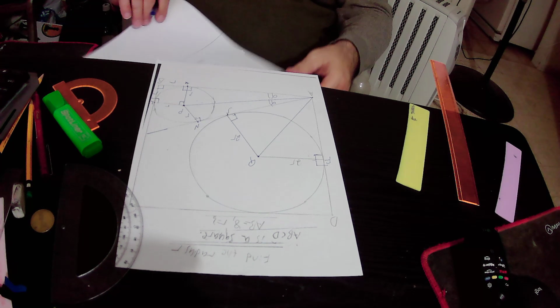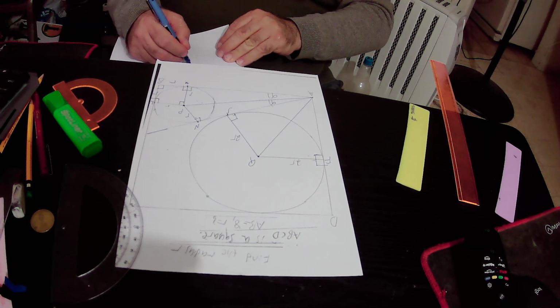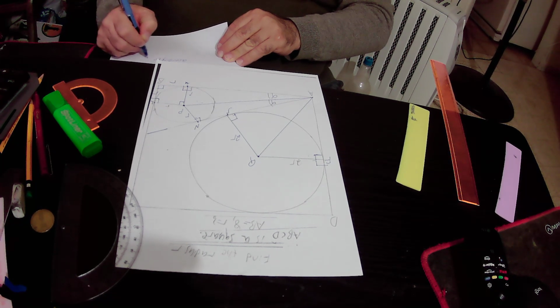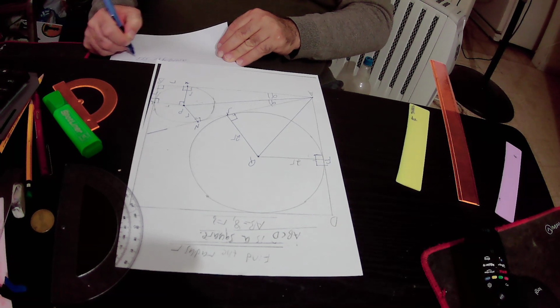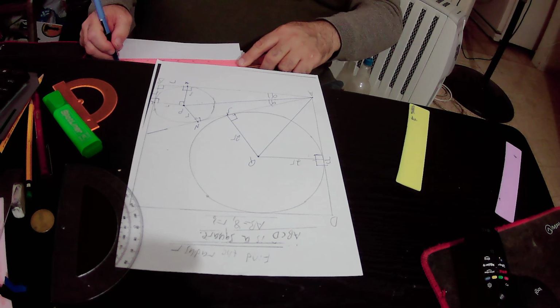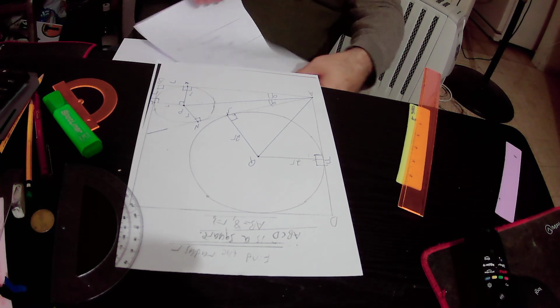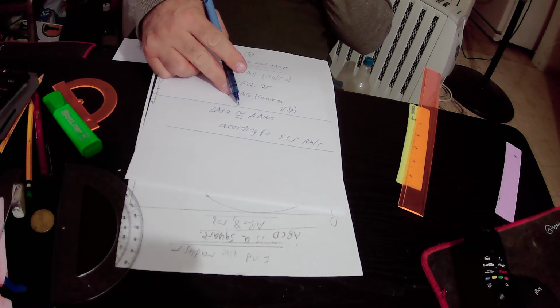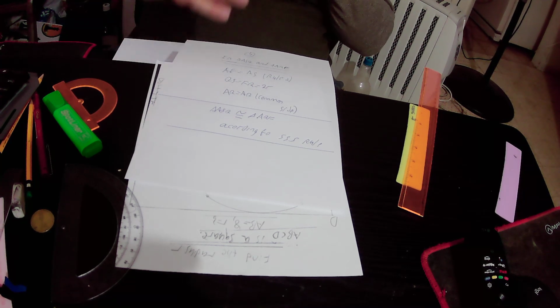So I write it down. Triangle ASQ is congruent to triangle AQF according to side rule. Okay. I'll repeat again. Triangle ASQ is congruent to triangle AQF according to side rule.